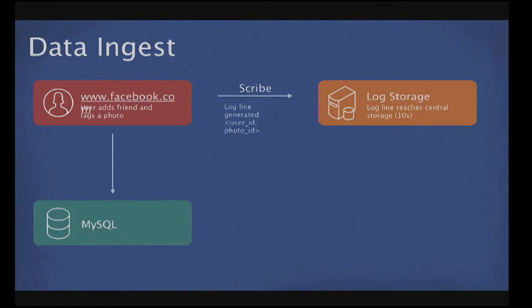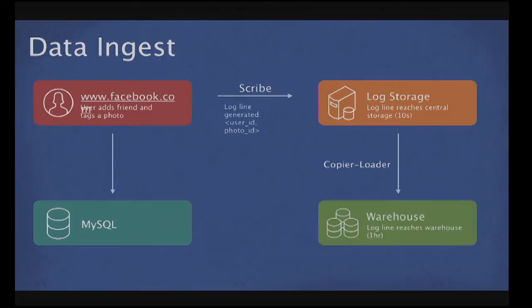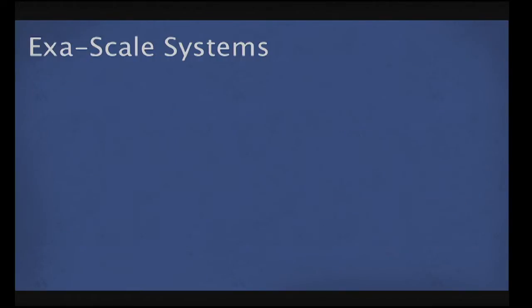And all the log records captured by all of these front-end servers get transported through a system called Scribe and reach a central log storage in a matter of seconds. And then there is a periodic process that goes and loads it into our central data warehouse. In addition to that, there are also periodic jobs that take all the data from the MySQL databases and load that into the warehouse as well. So in about a few hours, all of the data ends up there.